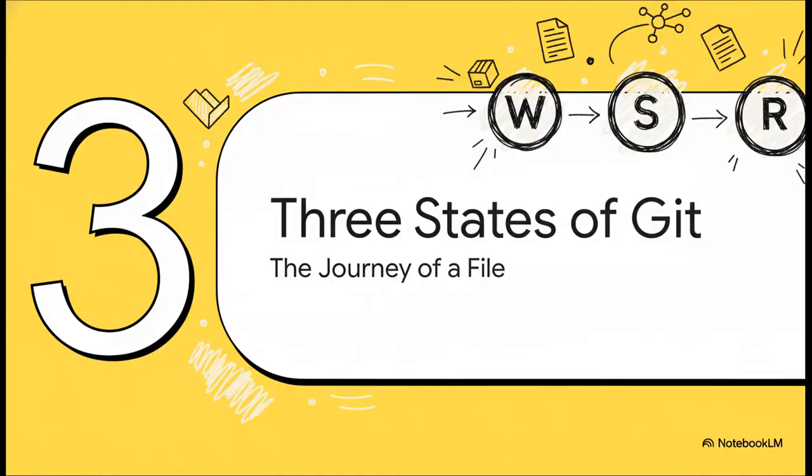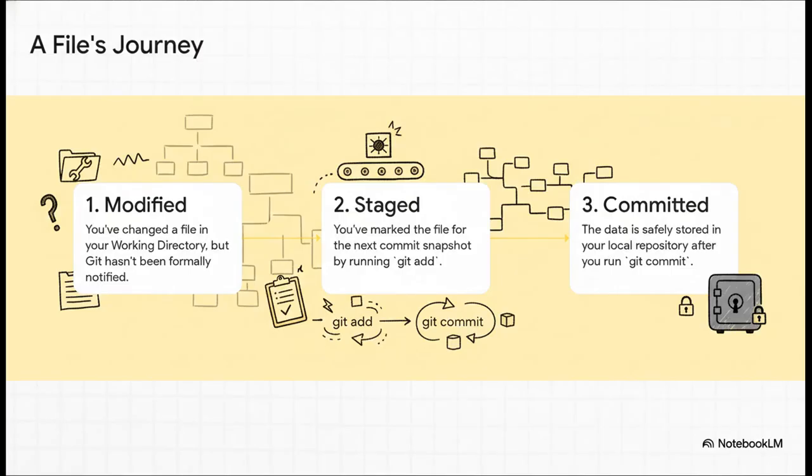So now that we get the building blocks, the blobs, trees, and commits, let's see how they fit into your day-to-day work. Because every file you touch goes on a little journey through 3 very distinct states. Okay, so first, when you edit a file, it's modified. It's just sitting there in your working directory. Git sees that it's different, but you haven't told it to do anything yet.